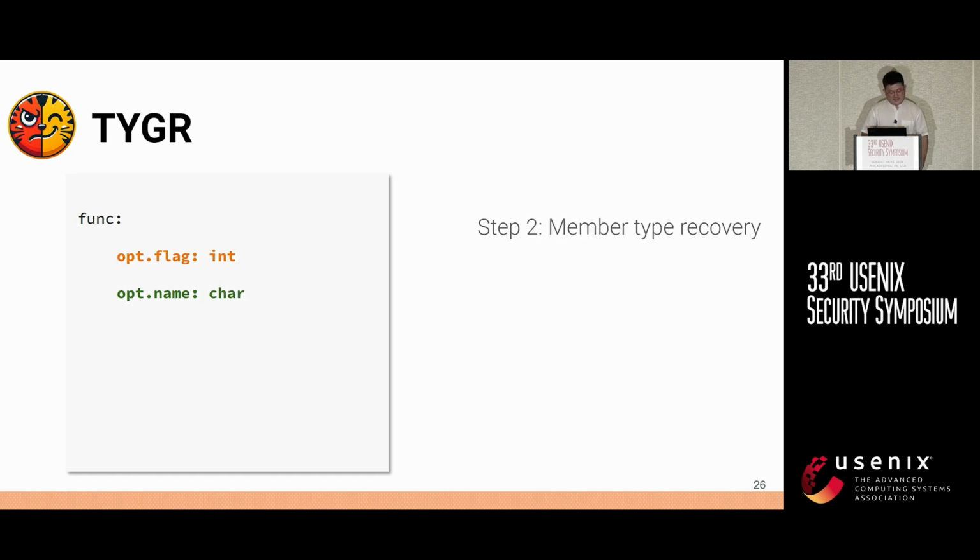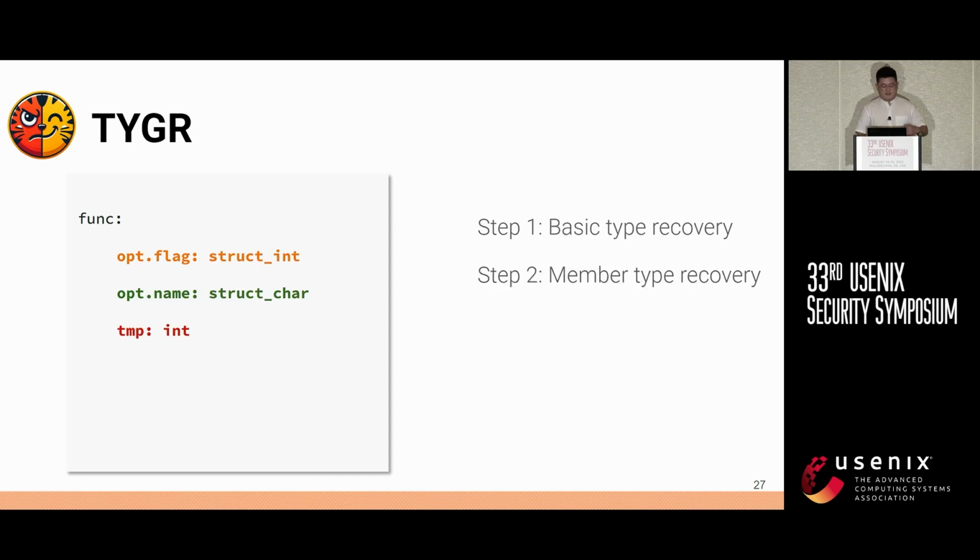And in the second step, we mask all other primitive types away and only keep those structure member types. From here, we recover the concrete type for them, like the integer type for .flag, the char type for .name. So the final output of TYGR would be structure integer type for .flag, structure char type for .name, and integer type, of course, for temp.